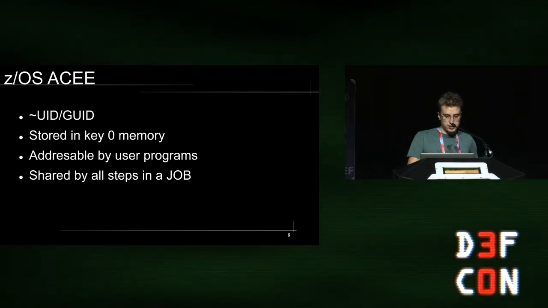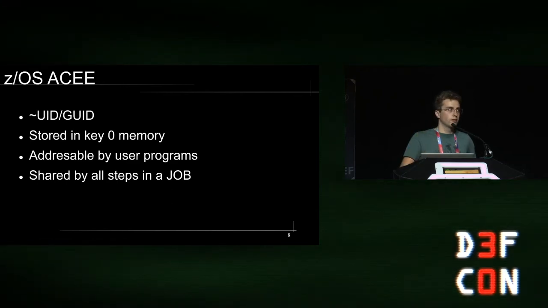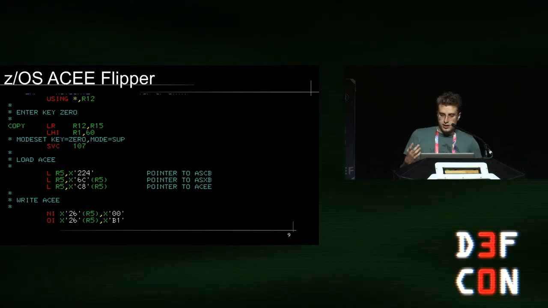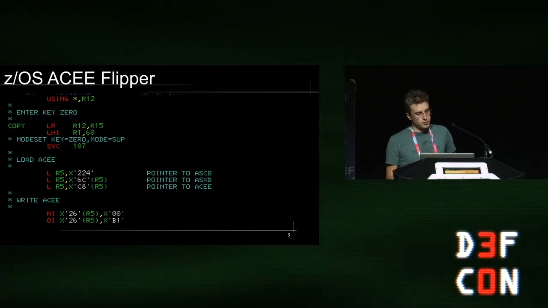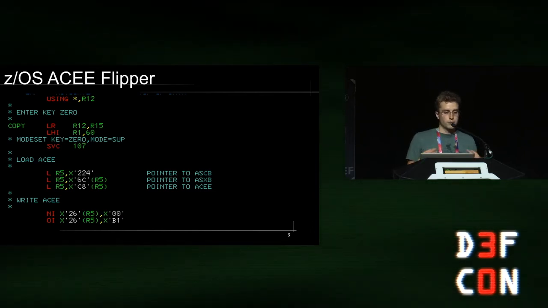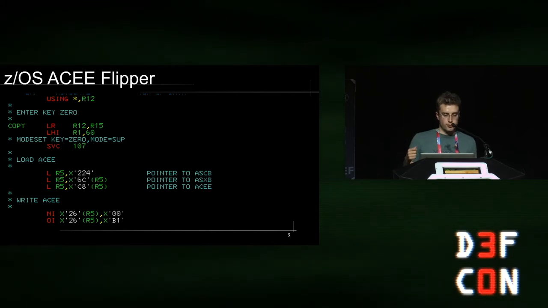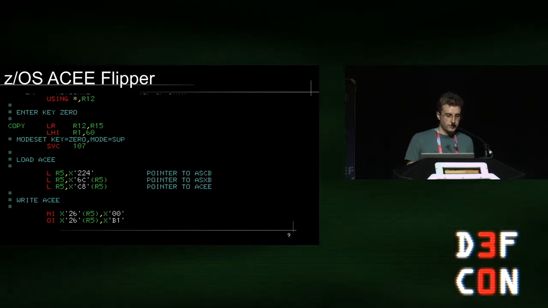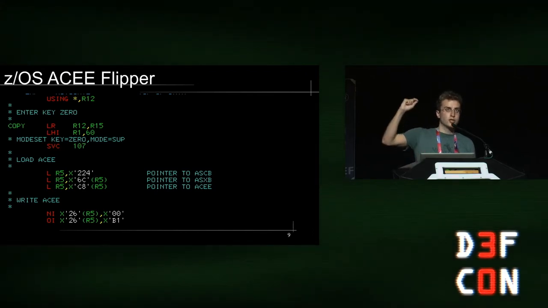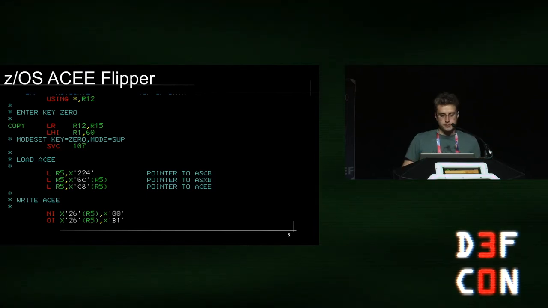And yeah, but this is stored in key 0 memory, so not only certain types of programs are allowed to edit this. So how do we edit it? We can just use a simple z/Architecture assembly program, which uses MODESET, which allows us to go into key 0 or supervisor state. And you're only allowed to use this if you yourself are in supervisor state, or if you're running APF authorized.